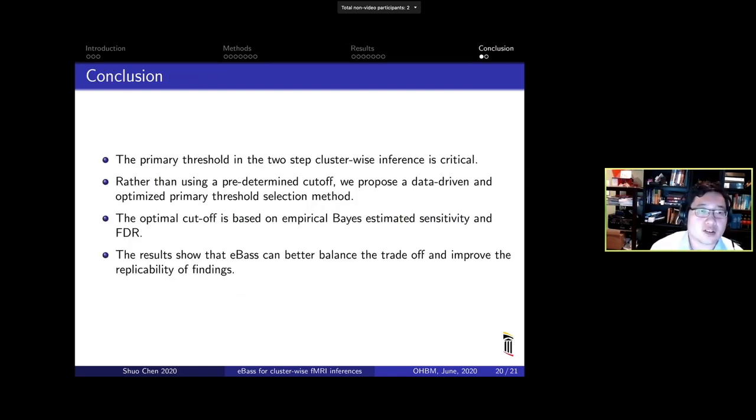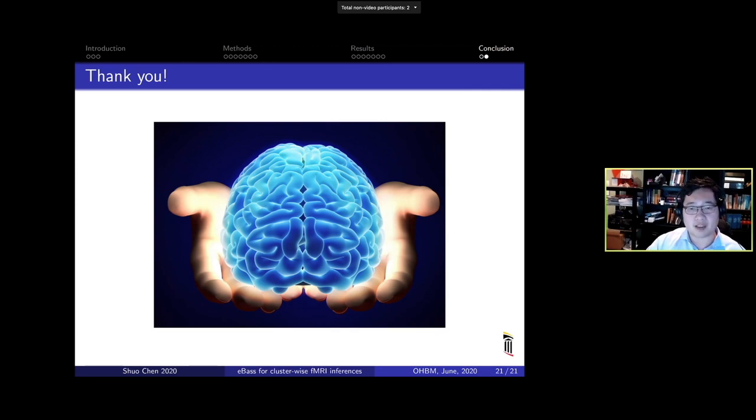So the conclusion is that the primary threshold in two-step cluster-wise inference is critical. And rather than using a predetermined cutoff, we propose a data-driven, empirical-based method to optimize the primary threshold. The optimized cutoff can be calculated from the sensitivity and FDR using the Bayes estimated values. The results show that e-bias can provide a better balance for the trade-off and improve the replicability of findings. So a better balance is increased power with a very small sacrifice of false discovery rate. So that's pretty much the talk. Thank you very much for listening to this talk.